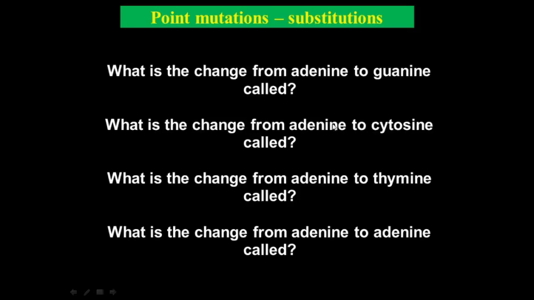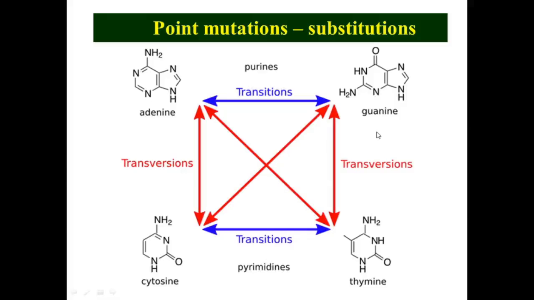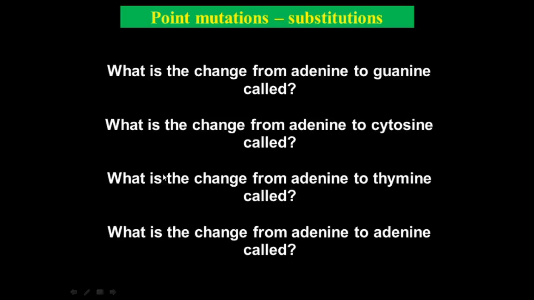What is the change from adenine to cytosine? Here cytosine is a pyrimidine, and adenine is a purine. So a change from purine to pyrimidine is called a transversion. Here we see that adenine is replacing the cytosine, so it is a transversion.